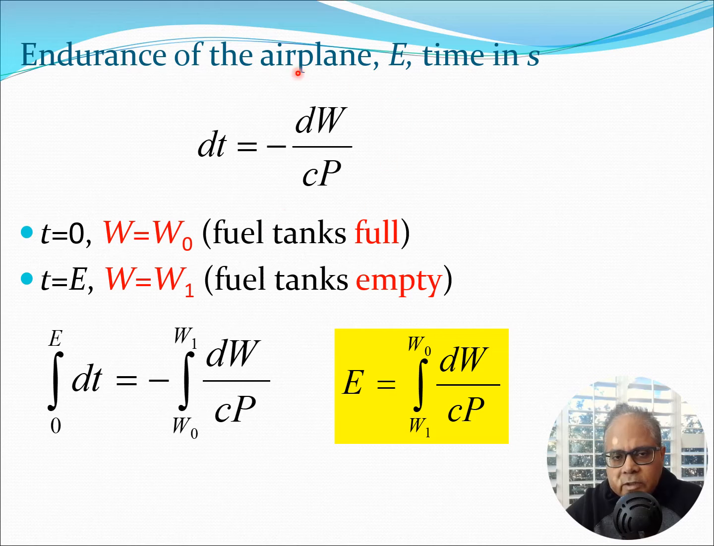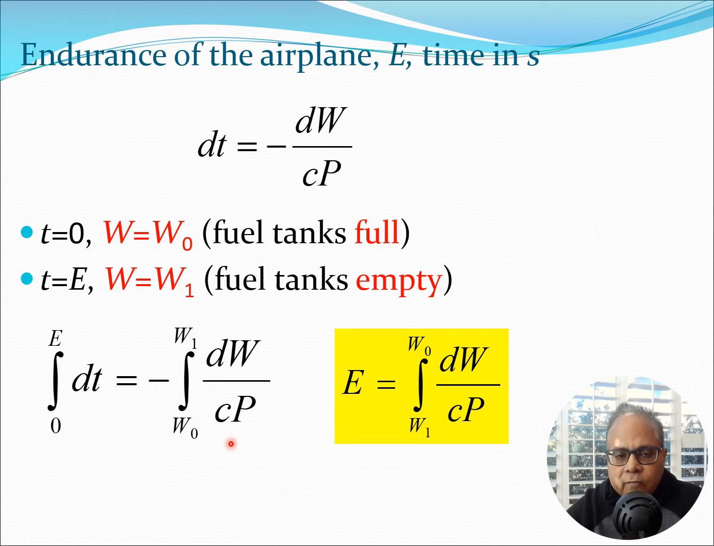So here we start with this equation for dt and we integrate it to get endurance. Essentially at start t is 0, w is w0, your fuel tanks are completely full, and at the end of the mission t equals E, w is w1, so your fuel tanks are totally empty. Now you can integrate this particular dt value, and if you integrate it you get this value here.